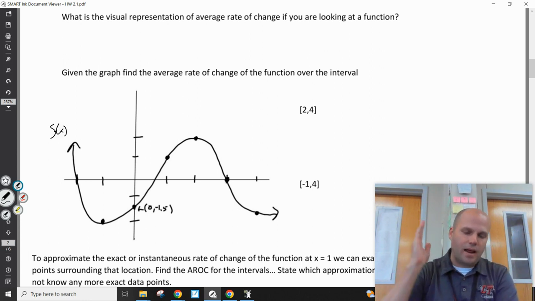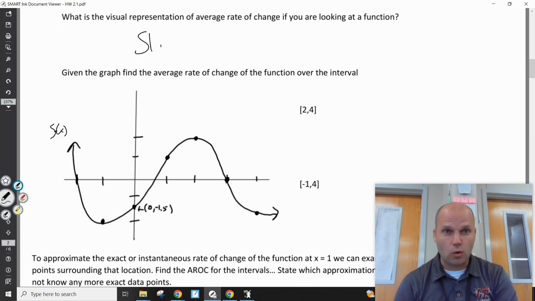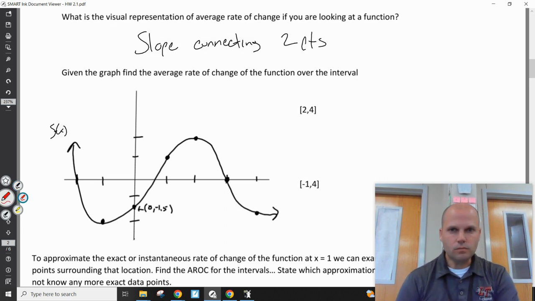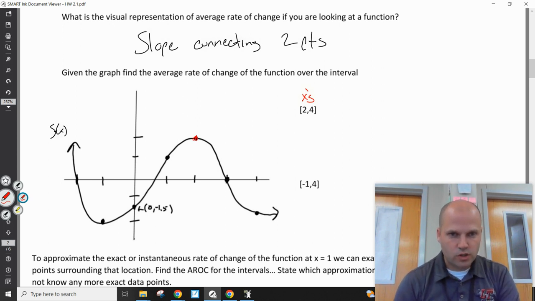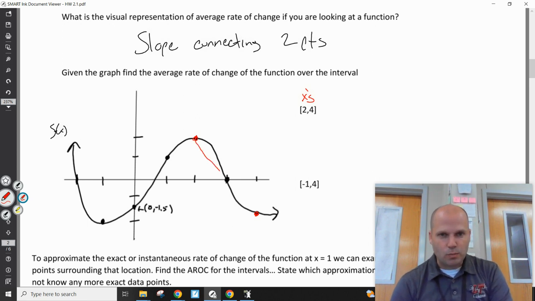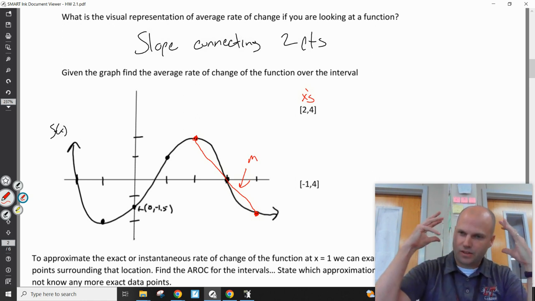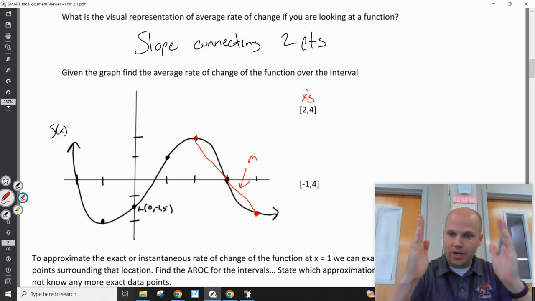If you want to figure out on average how the function is changing, we will look at a slope, because that's change, but a slope connecting two points. We call that a secant line. Okay, so what you are given is x's from 2 to 4. You have the y's. If you connect these two points with a line, you find the slope of the line. The slope will represent the rate of change. In this case, it's an average rate of change because we're talking about an interval of 2 units.